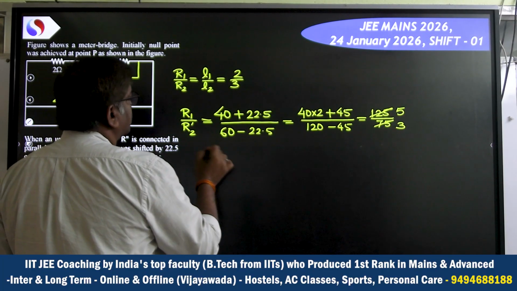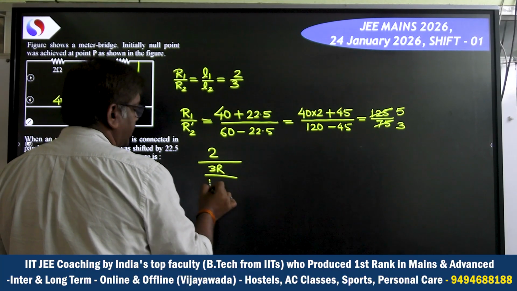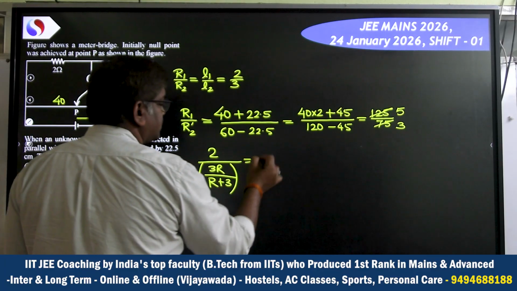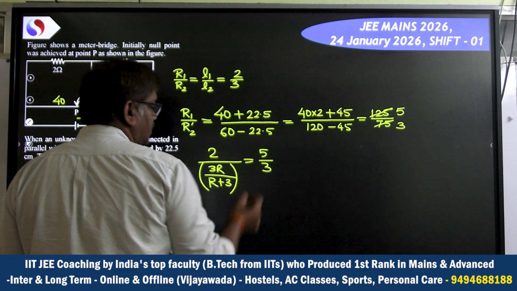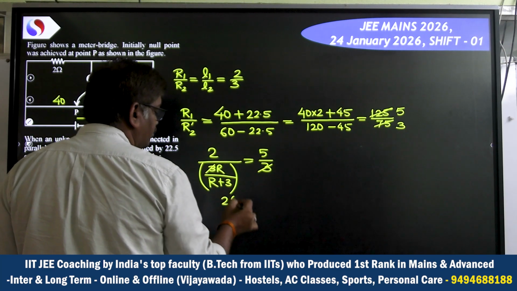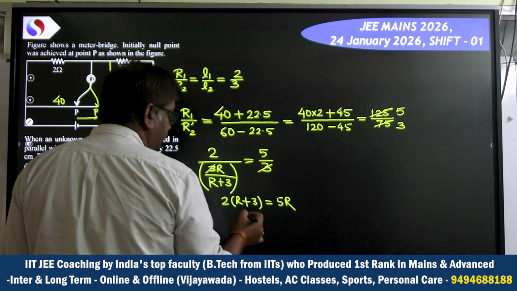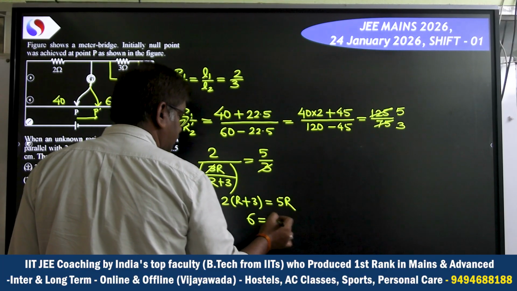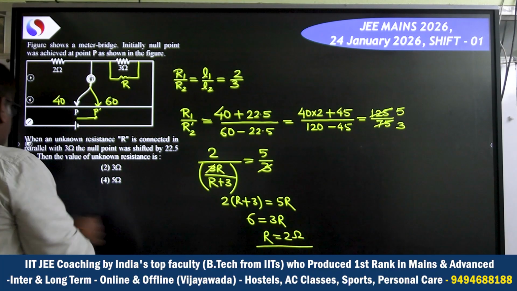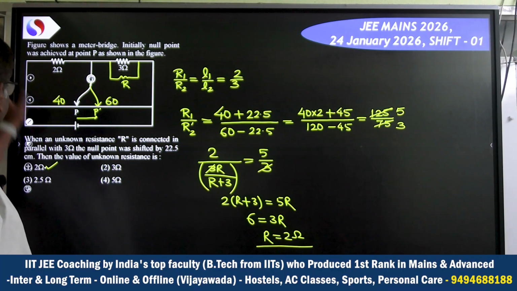So now R1 is 2 itself and R2 will be 3R upon R plus 3, as these two are in parallel, which is now in the ratio of 5:3. So simply solve it, 3 cancel. This is giving me 2 into R plus 3 equals 5R. And this will be 6 equals 3R, means R equals 2 ohm. So the correct answer is 2 ohm. For this, we go with option A, option 1. Move to the next one.